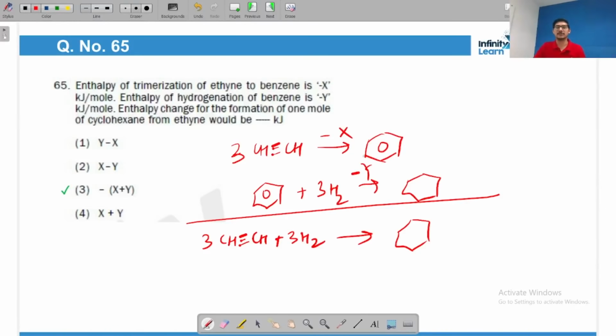And if you observe, this third equation can be obtained upon simple addition of the first and second equation, right? So 3 molecules of ethine plus 3 molecules of hydrogen will give you 1 molecule of cyclohexane. So the enthalpy change in the third equation will simply be the sum of these, which is minus x plus minus y. So basically minus (x plus y). All right, so that is the correct answer.